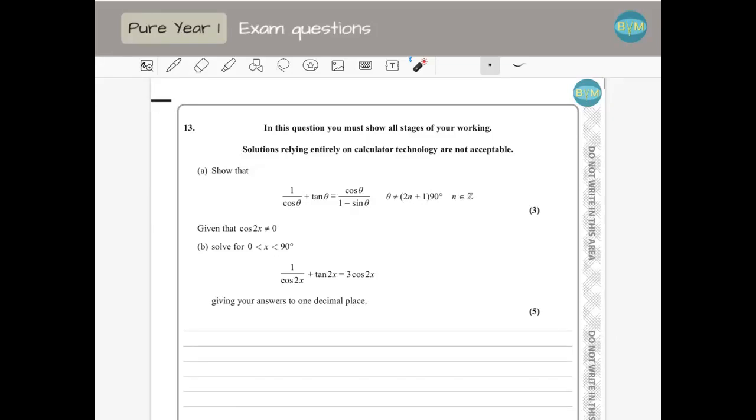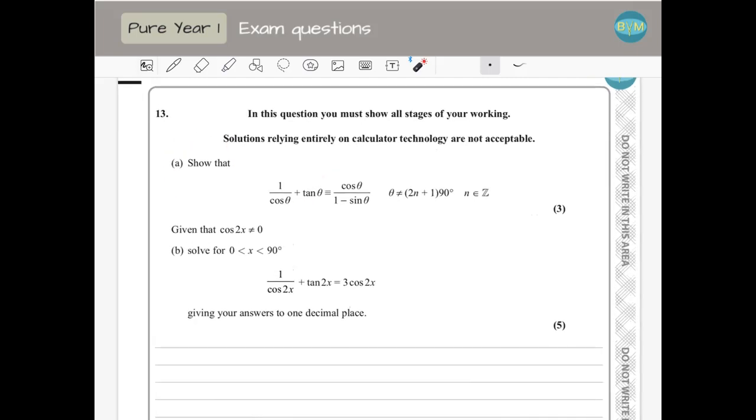Hello, this is question 13 on your AS level maths paper from June 2022 from Edexcel. You have to show this trigonometric identity.